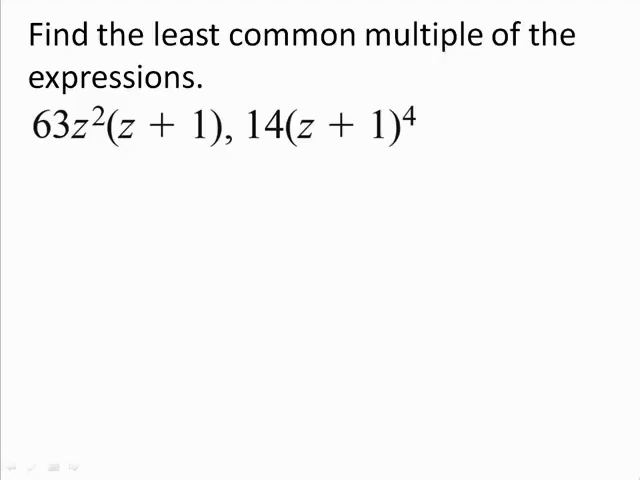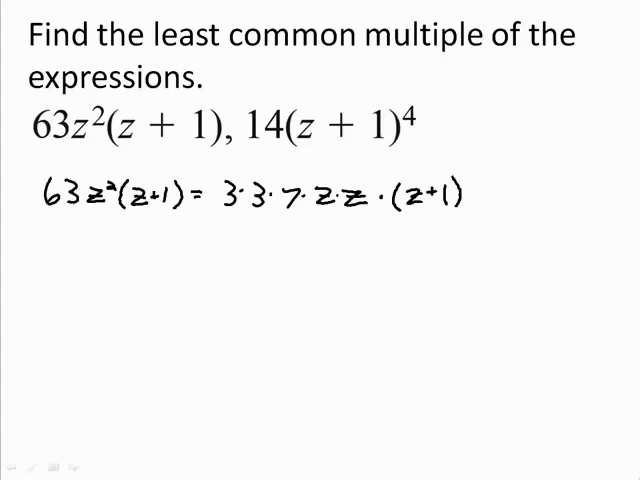Find the least common multiple of the expressions 63z squared times the quantity z plus 1 and 14 times the quantity z plus 1 to the 4th power. 63z squared times the quantity z plus 1 can be written as 3 times 3 times 7 times z times the quantity z plus 1.